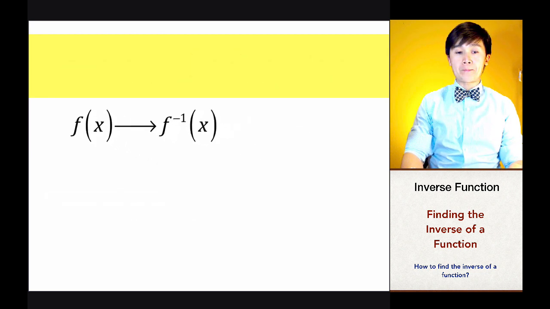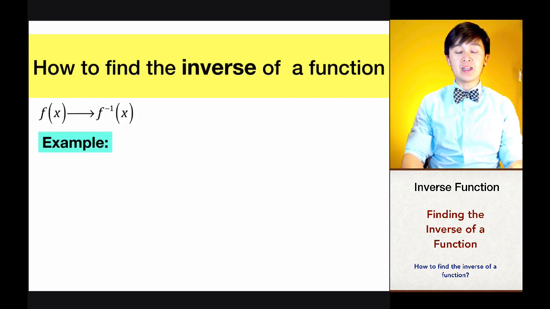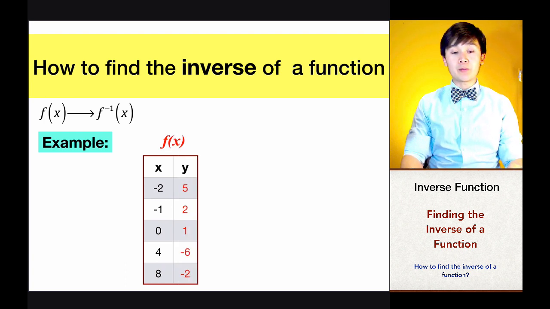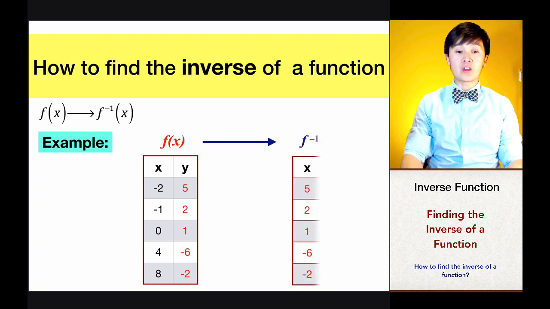Now to put it in perspective, let's say we have a relationship between the values of x and y as our f of x given by this function. The function is in table form, so our domain, which is the values of x, and the range, which is the value of y, are given by its table. To find the inverse of a function given this table, we simply have to interchange the value of x and the value of y, and we'll be able to find the inverse of the function.